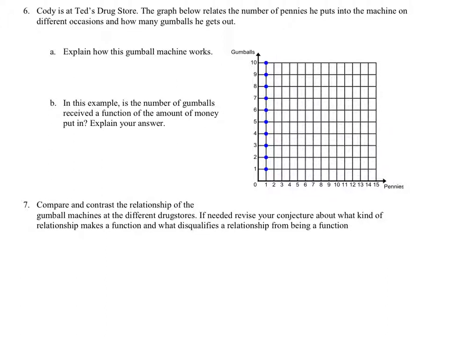Kevin is across town. All right. So is the number of gumballs a function? Yes, this one is not a function because we don't know how the machine works. Somehow it's just putting out 1 to 10 gumballs for each penny. So compare and contrast the relationship of the gumball machines at the different drugstores. Well, it appears that 2 of them are not functioning and 1 of them is functioning. There we go. That's good enough.